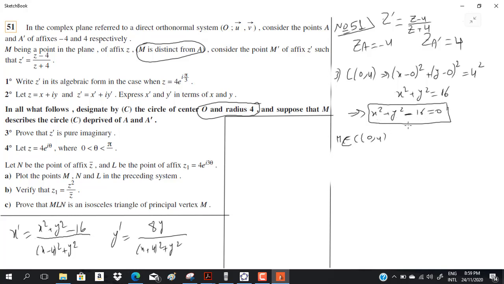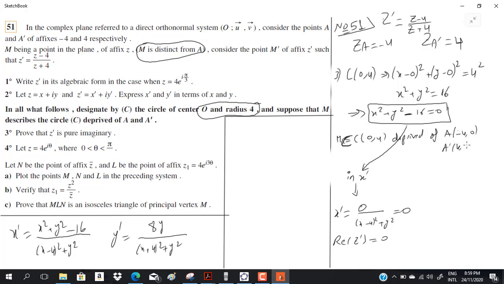If we substitute this equation in x prime, we will obtain x prime equal the numerator x squared plus y squared minus 16, which is 0, over the denominator. X prime equal to 0, it means real part of z prime equal to 0. And he said M belongs to the circle, and he has said also deprived of the point A, which is -4, 0, and the point A prime, which is 4, 0.